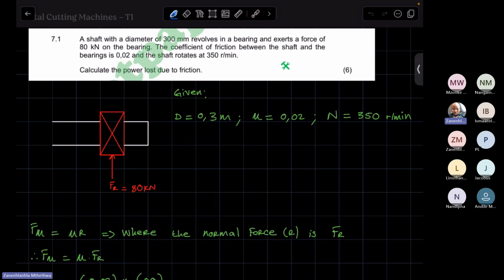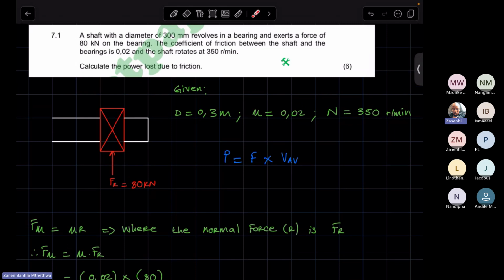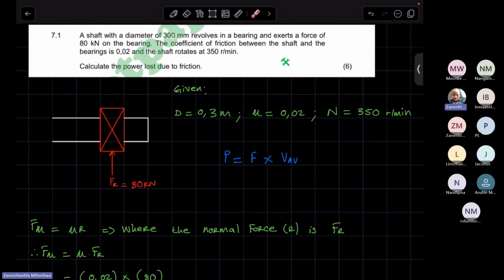This is what we know about power. Power can be calculated in a number of ways: using torque, using work done, or using a force. In terms of force, the power will be equal to some force times the average velocity. We are looking for the power lost due to friction, meaning the force has to be a frictional force, times the average velocity. We say this is the average velocity because the shaft is rotating at a constant rotational frequency, so whatever velocity we get from that rotational frequency will be constant.